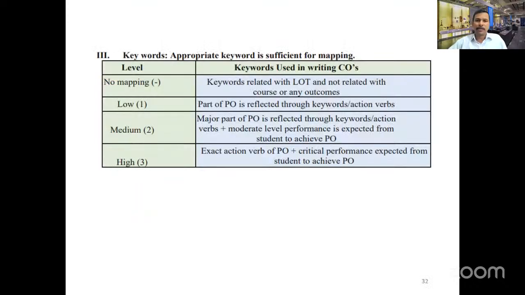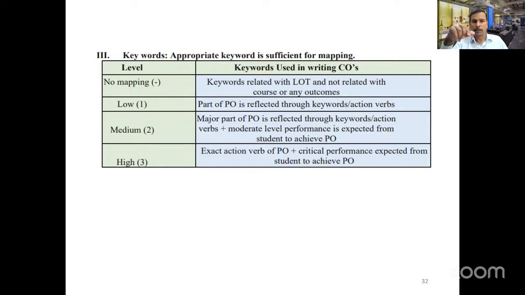Then the third category is appropriate keywords, which are sufficient for mapping between COs and POs. No mapping will be done if the keyword in the CO reflects lower order thinking skill and is not related to the course. A CO for that particular course might have been vaguely prescribed by the course in charge, and that has been validated and approved in turn. So that is not related to the course content. In such circumstances, you need not map that course outcome with any of the POs.